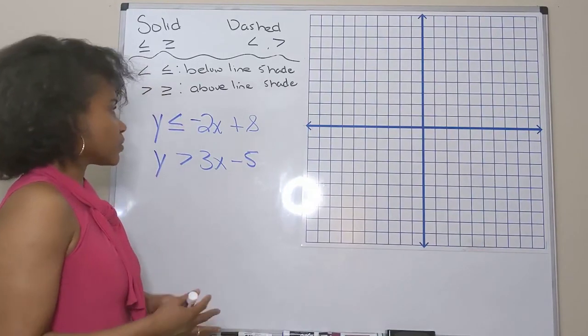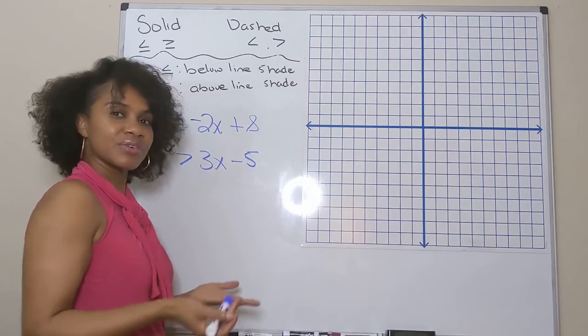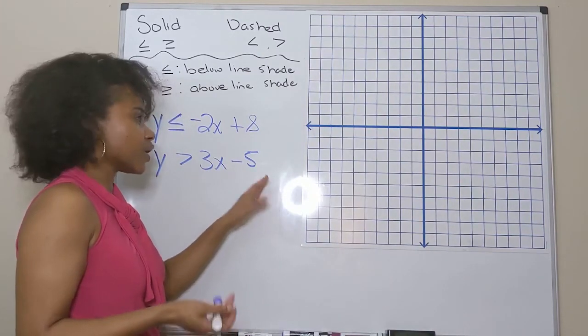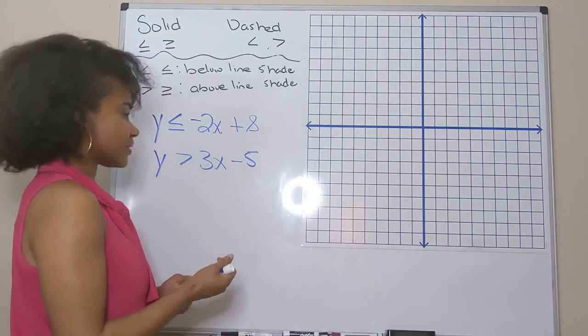So basically what we're going to do, we're going to graph and shade. And the solutions to this system would be where the two shaded parts intersect. All right, so let's get started.